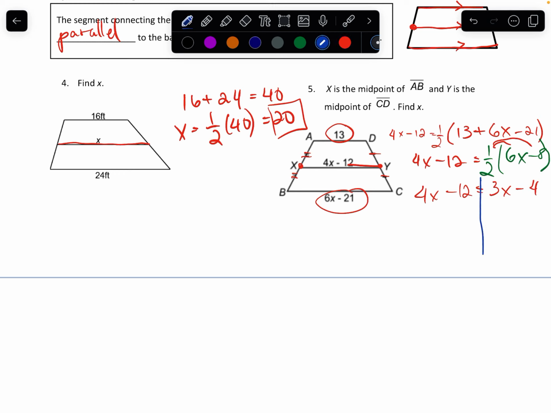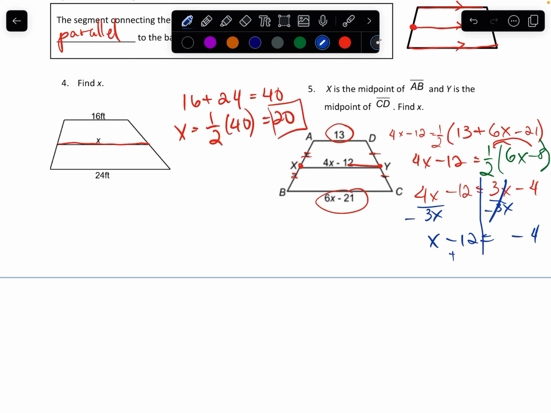Okay. Now, let's put our line down the middle. There is an x here and an x here. I like to move my small x to the big X. So I will say minus 3x and minus 3x. Cross that out. I get 1x. 4 minus 3 is 1x, or just x. Bring down my minus 12, and I bring down my minus 4.